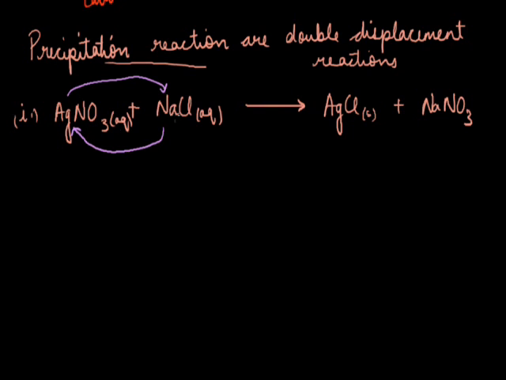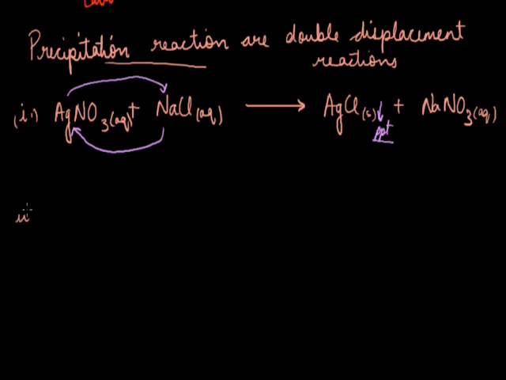Here they are aqueous solutions, they react with each other and there is precipitation of AgCl. So here we can say there is precipitate formation of AgCl and NaNO3 is the aqueous solution. So this is a type of precipitation reaction.